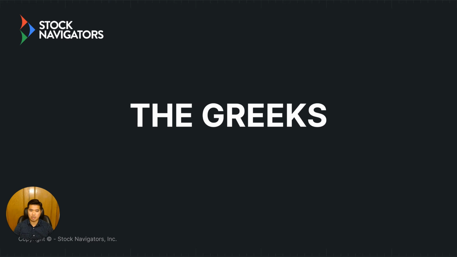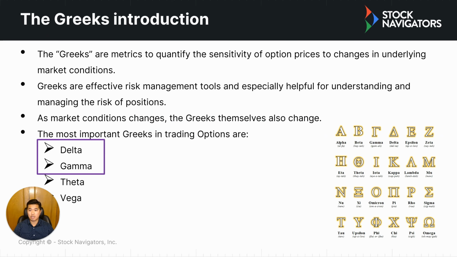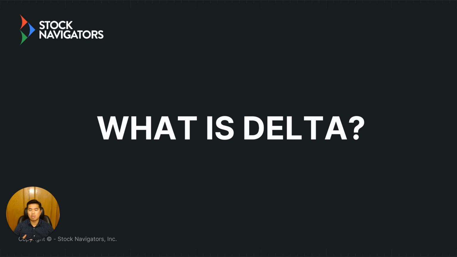So first of all, let's talk about the Greeks. What are the Greeks? The Greeks are metrics to quantify the sensitivity of option prices to changes in underlying market conditions. The Greeks are very effective risk management tools and especially helpful for understanding and managing the risk of your positions. As the market condition changes, the Greeks will change as well. Four of the most important Greeks in trading options are delta, gamma, theta, and vega. In this video, we will focus on the delta and the gamma only, and the theta and vega will be for another day. So what is delta?